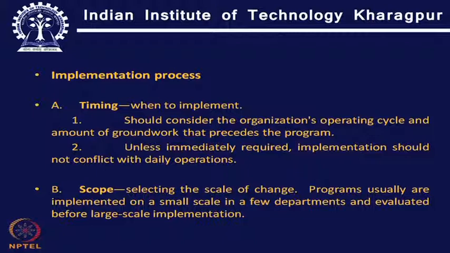The other is scope, which is selecting the scale of change. Programs are usually implemented on a small scale in a few departments. We see how it is working, it is evaluated, and then feedback is taken. It may be reoriented and revisited, and changes are made in the change program itself before it is implemented on a large scale across the entire organization.